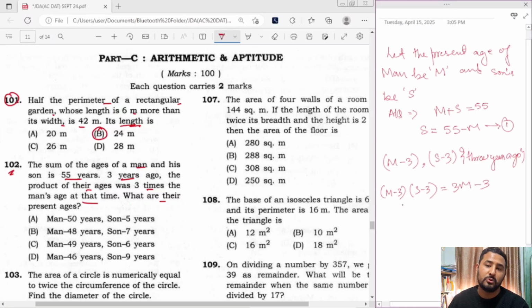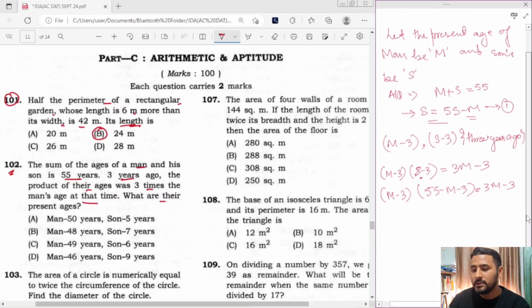So to reduce this one, what we'll do? We can just put this value of son, s equal to 55 minus m, because we need at least one of the values, either of son or of man, to solve this equation. So we'll put this s equal to 55 minus m in this equation. Okay, so let us see. Right, (m minus 3), our s is 55 minus m. Don't be confused, okay, this is s, and this is 55 minus m, so this will be 55 minus m minus 3 equal to 3m minus 3. Clear? I hope this is clear.